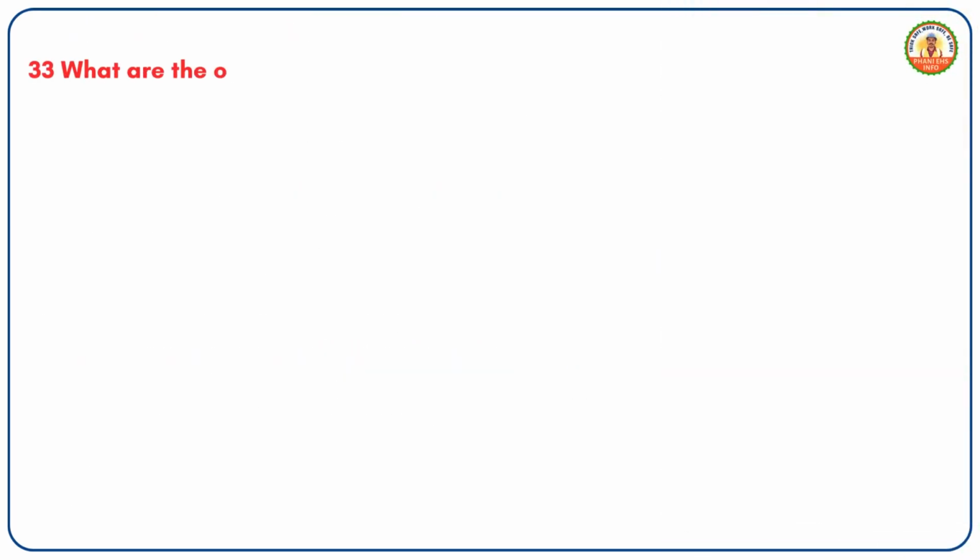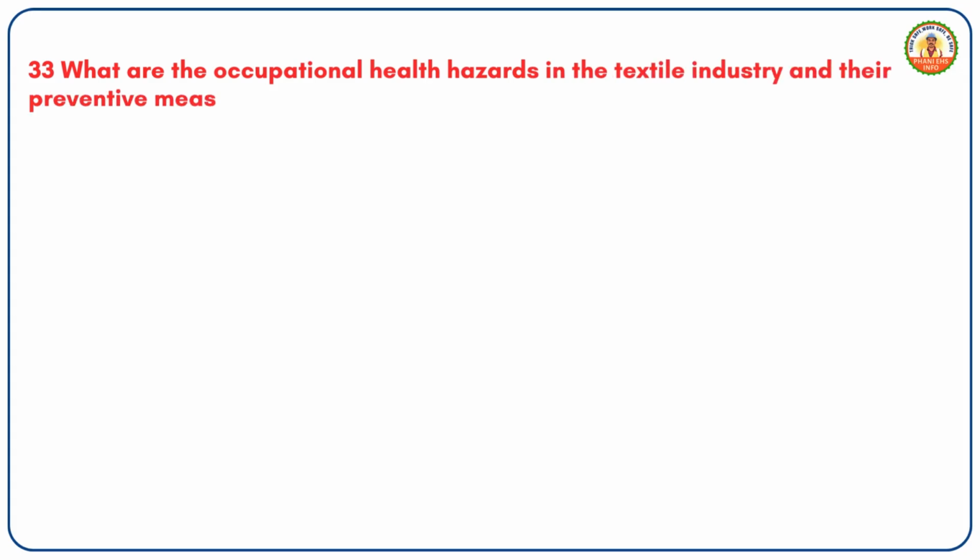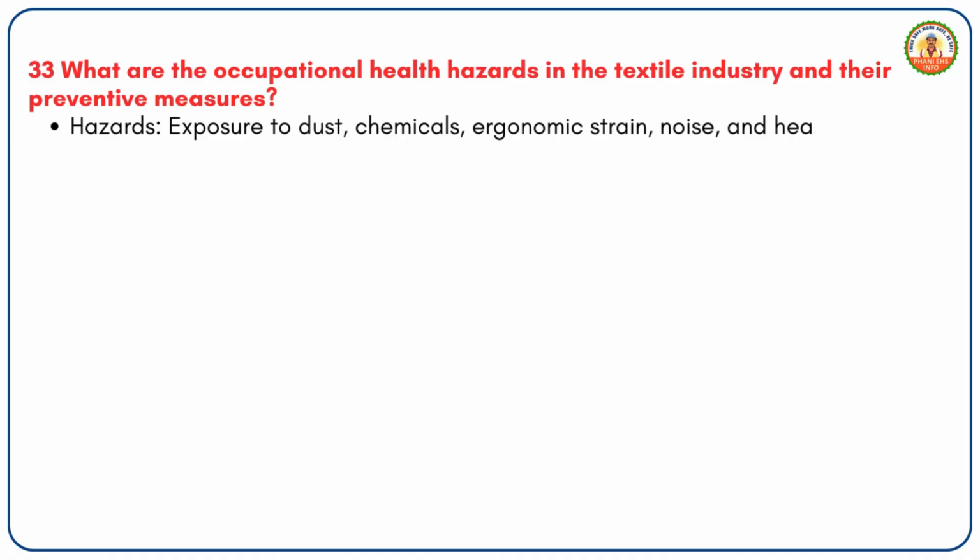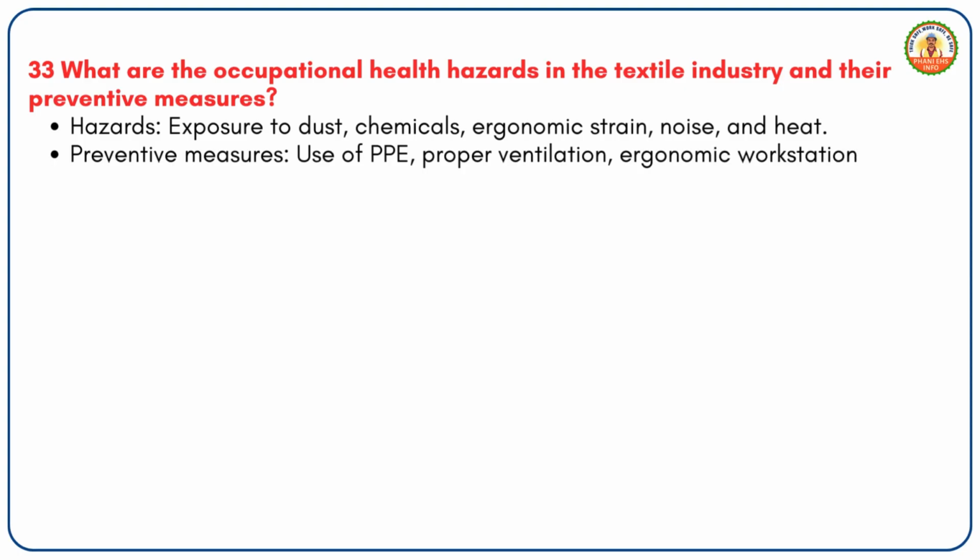33. What are the occupational health hazards in the textile industry and their preventive measures? Hazards: exposure to dust, chemicals, ergonomic strain, noise, and heat. Preventive measures: use of PPE, proper ventilation, ergonomic workstations, noise control measures, and regular health checkups.